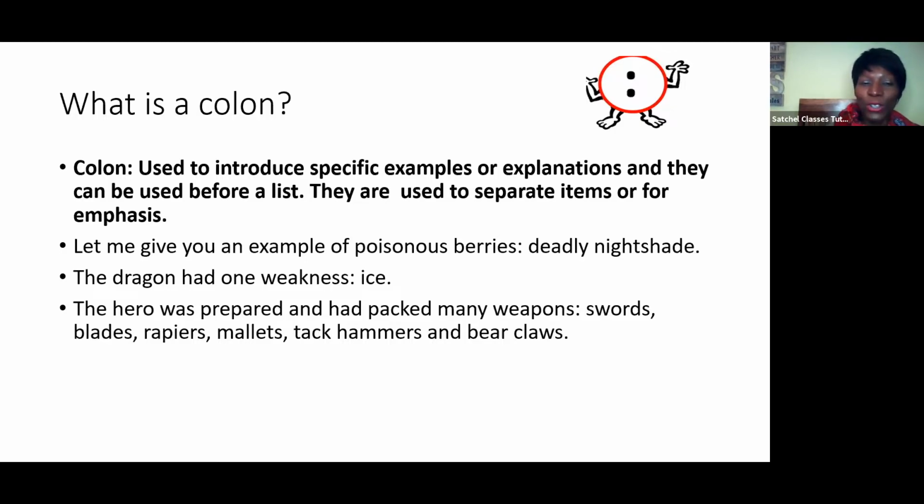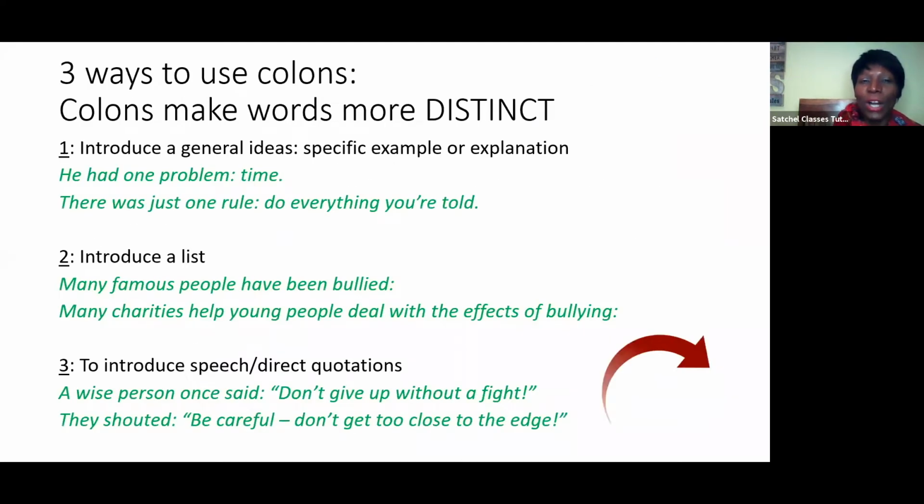This is also fiction. The hero was prepared and had packed many weapons: swords, blades, rapiers, mallets, tack hammers, and bear claws. So here, the list of these exciting, hopefully effective weapons is being introduced by a colon. So colons make words more distinct. They introduce general ideas and specific ideas, and they use explanations.